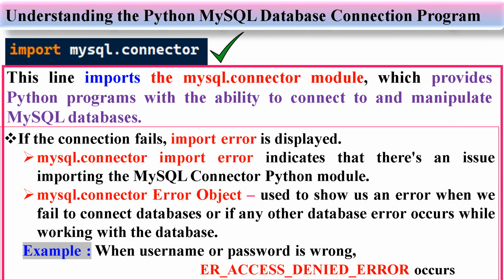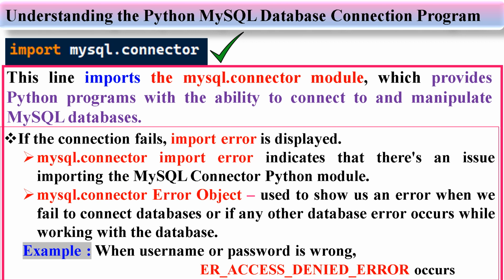Let's try to understand the Python MySQL database connection program. First one is the import mysql.connector. This line imports the mysql.connector module, which provides Python programs with the ability to connect to and manipulate MySQL databases. If the connection fails, import error is displayed. MySQL.connector import error indicates that there's an issue importing the MySQL connector Python module.